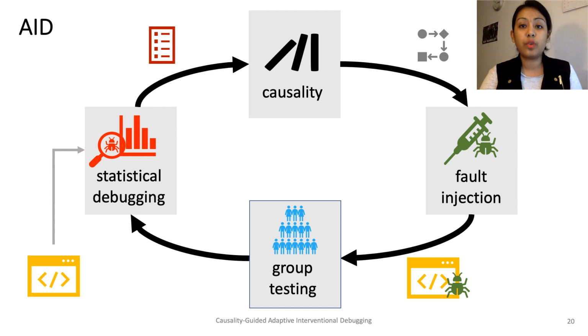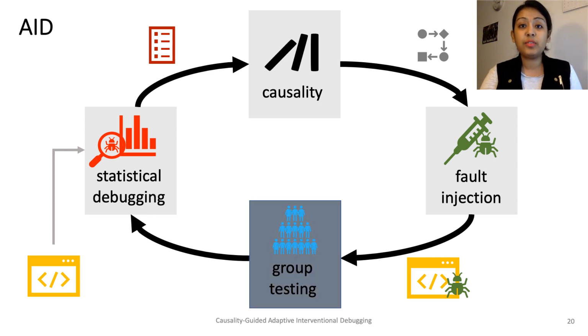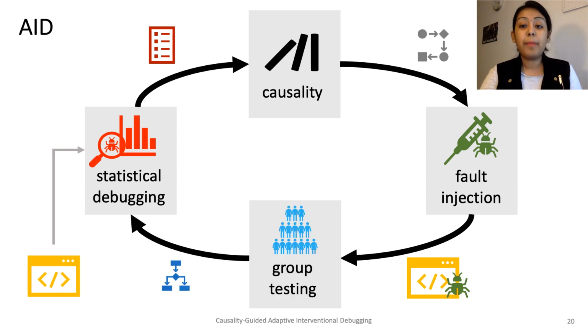To expedite root cause analysis, instead of tweaking one predicate at a time, AID uses group testing and tweaks multiple predicates simultaneously. Based on the outcomes of one round, AID plans for the next round. AID repeats these steps until it pinpoints the root cause and explanation of the failure.